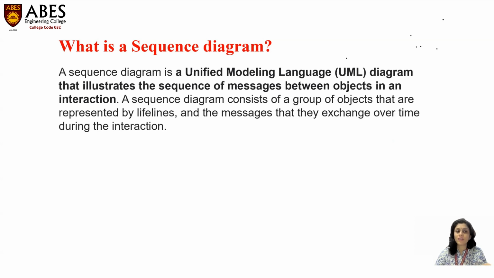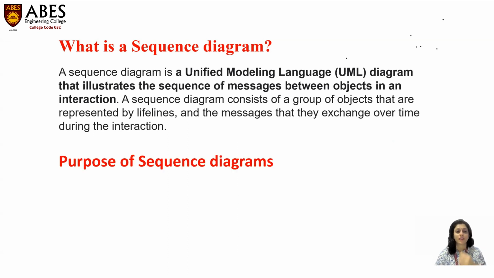By definition, a sequence diagram in Unified Modeling Language illustrates the sequence of messages between objects in an interaction. So how one object is interacting with another object and a third object, or what kind of communication is being established and in what sequence, is taken care of. This will be the outcome of a sequence diagram.